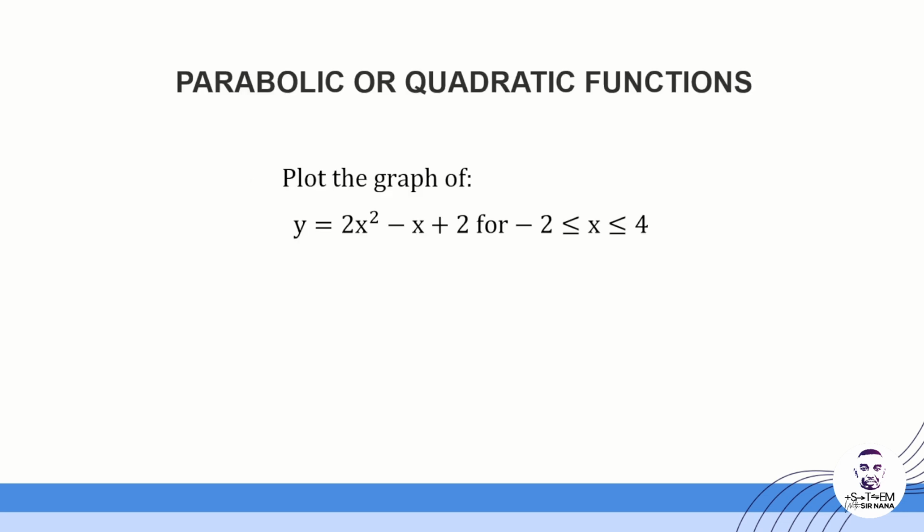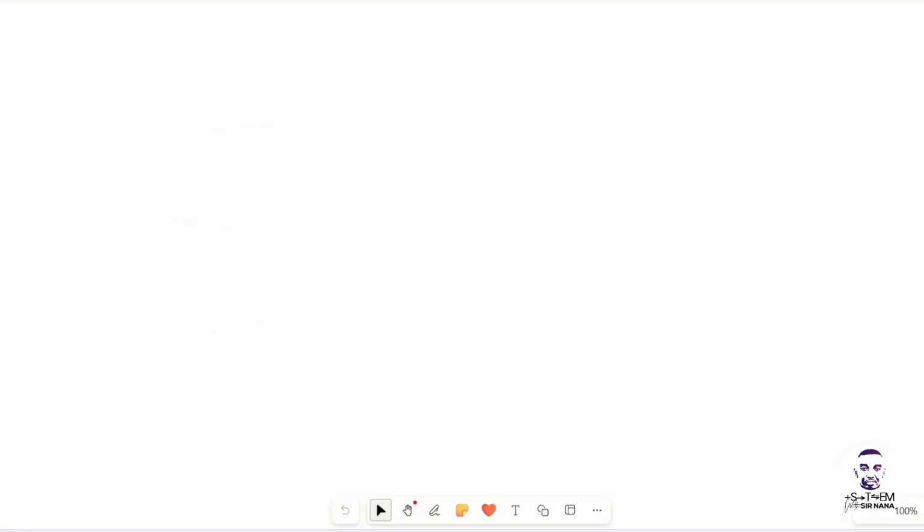In this question, it says plot the graph of y is equal to 2x squared minus x plus 2 for the interval. With this question, you'll be given an interval, which is minus 2 is less than or equal to x is less than or equal to 4. Right, so let's look at how we can solve this question.